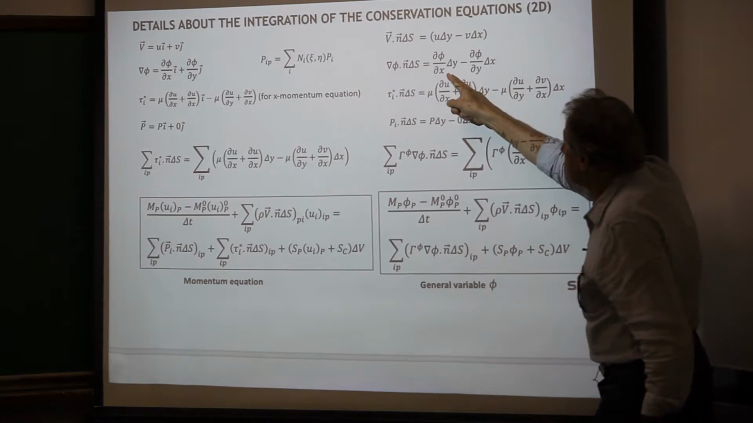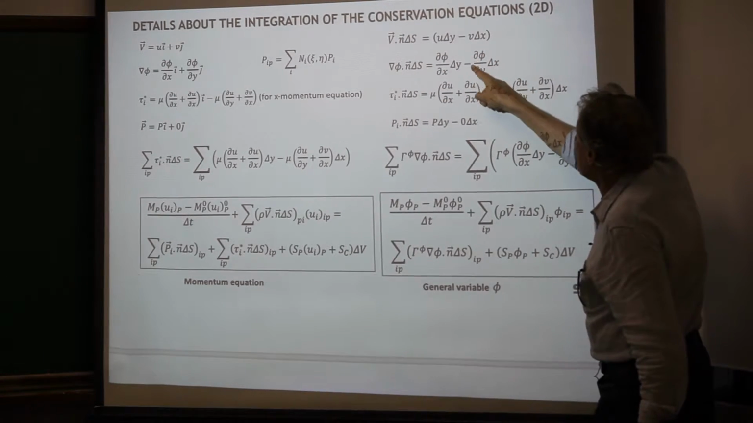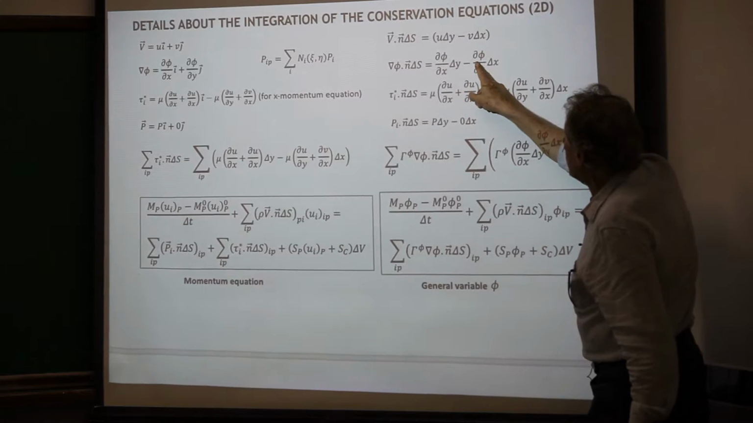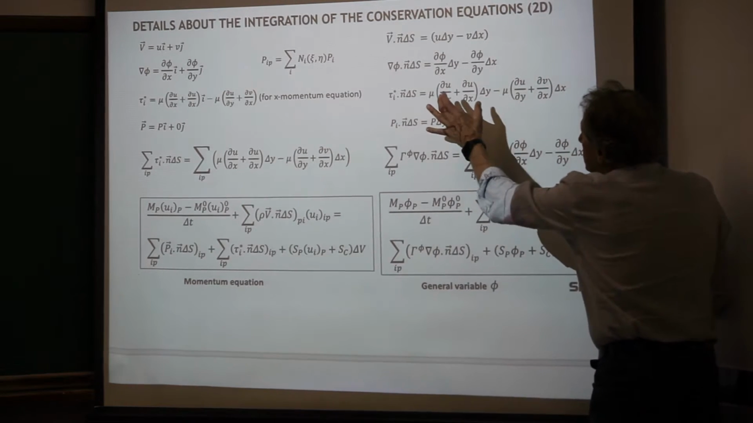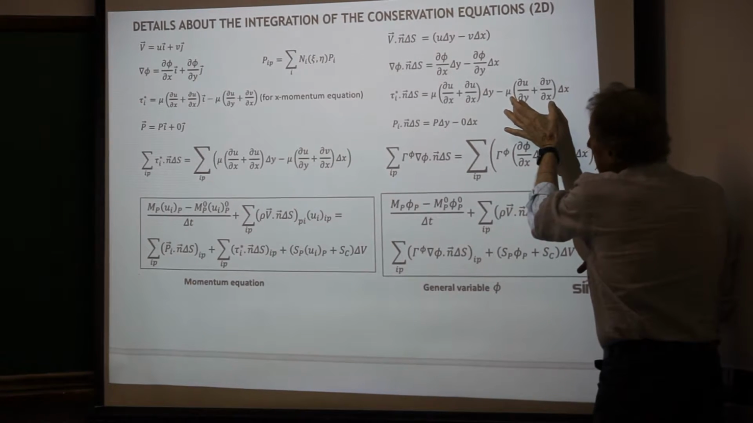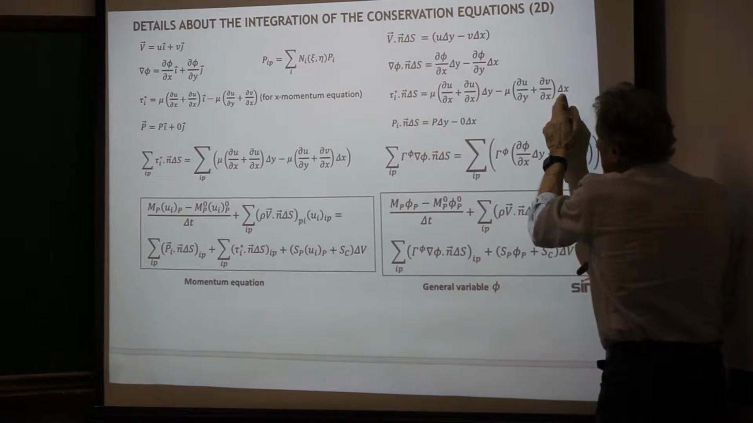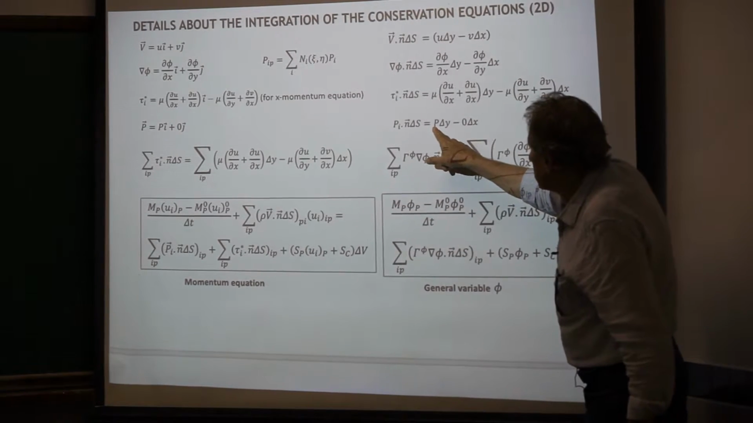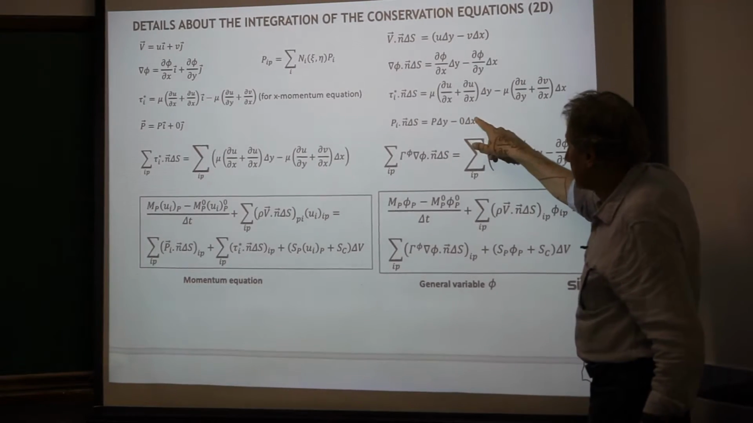Gradient of phi, of course, has an x component of the gradient and a y component of the gradient. The x component times dy, minus the y component times dx. Pressure is the x component p times dy minus the y component, which is 0, times dx.